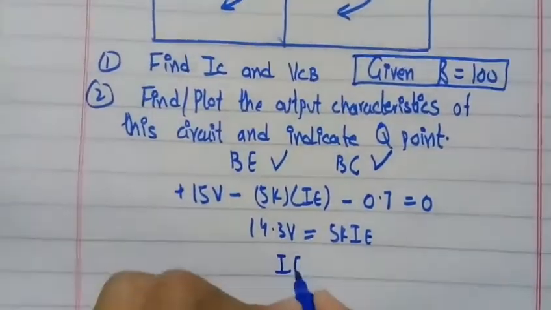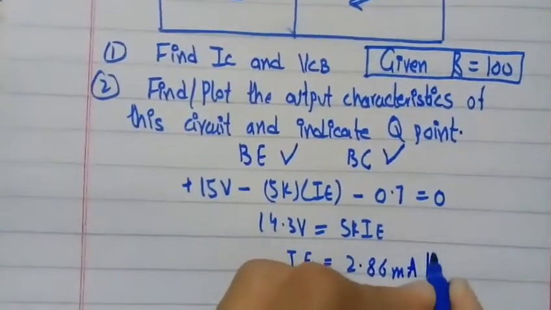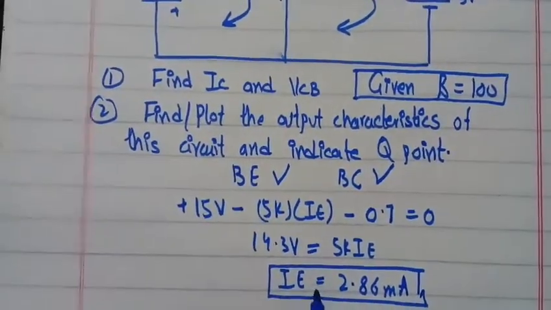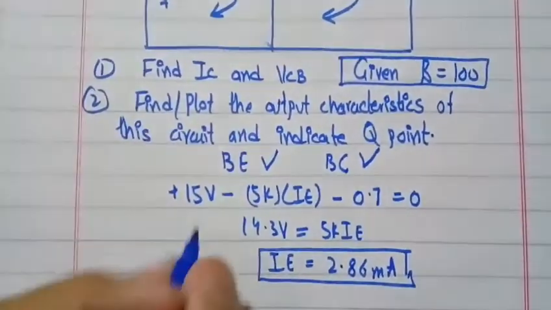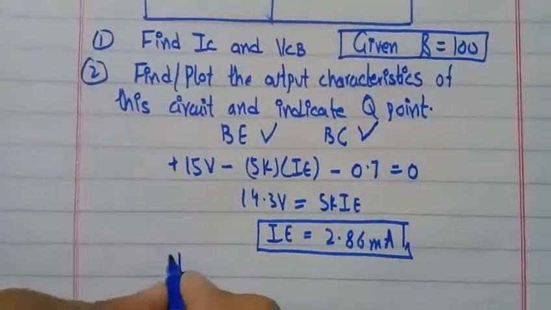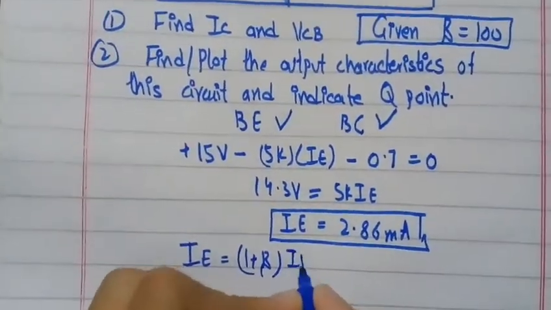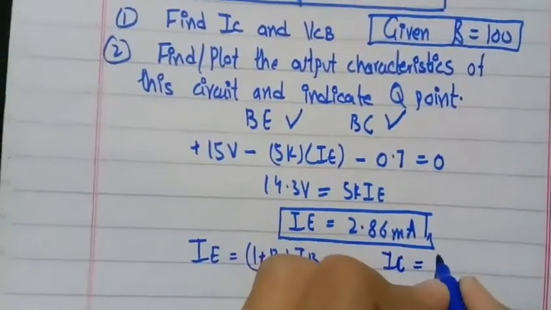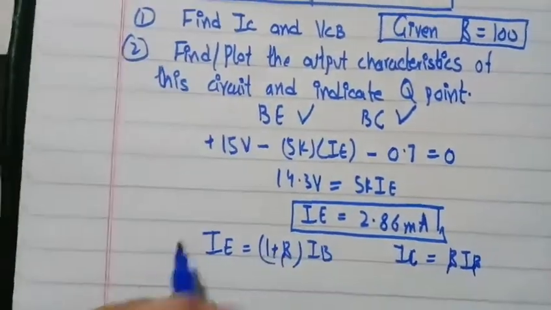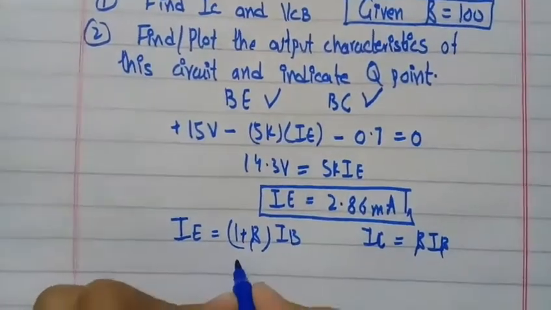So IE will be equal to 2.86 milliamps. We have found IE and now we have to find IC. The relation between IC and IE is that IE equals (1 plus beta) times IB, and IC equals beta times IB. So put the value of beta, which is 100, so 101.